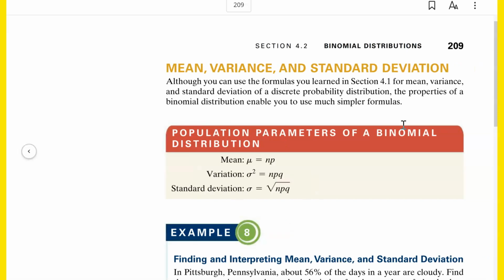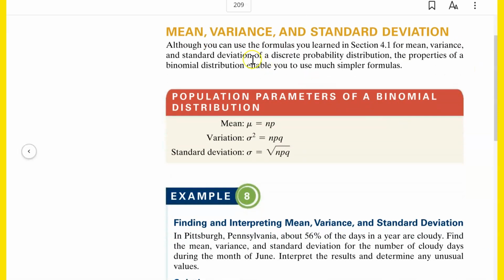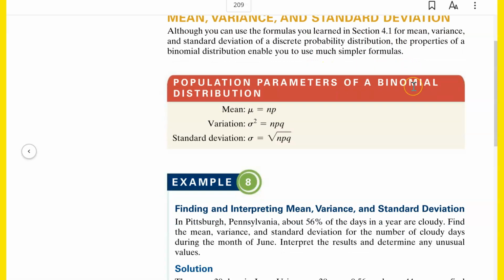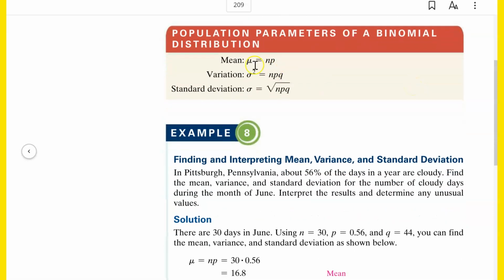Next page. All right, mean, variance, and standard deviation. We can use the formulas we've already learned for mean, variance, and standard deviation for a probability distribution, but the properties of a binomial distribution enable us to use much simpler formulas to calculate the mean and standard deviation. The mean of a binomial distribution is very simple. It is simply the number of trials times the probability of success on each trial.